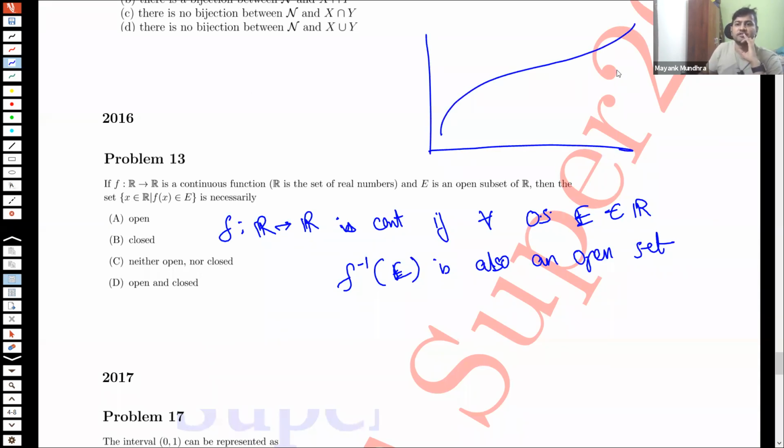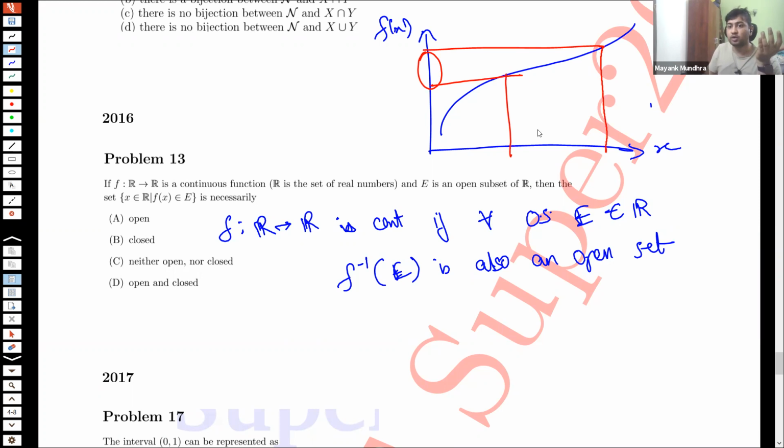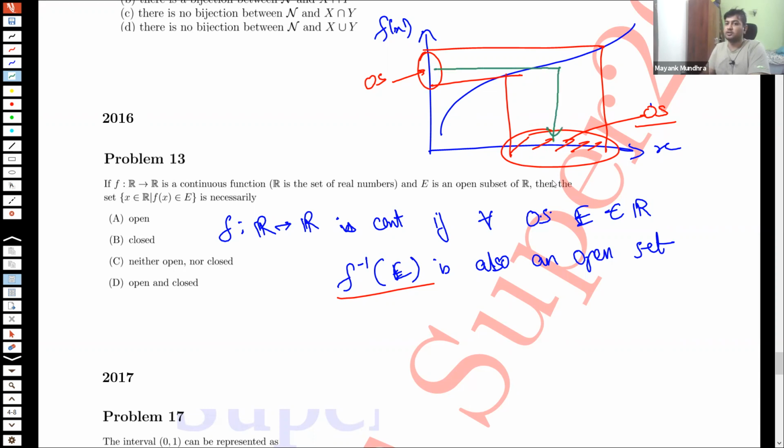So you talk about any function f. This is x, this is f of x. You take any open set in the codomain, the corresponding set in the domain, which you can plot from the inverse of this function, should also be open. So you start with an open set here, you should end with an open set. This relationship is not true, that if you start from open, you should end in open. That is not true. But if you start from an open set in the codomain, then you should end with an open set in the domain. The reverse relationship is not necessarily true.